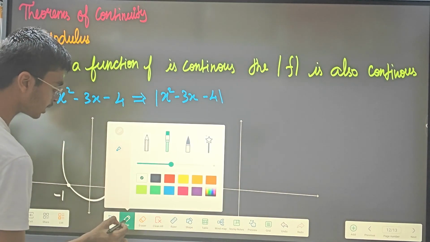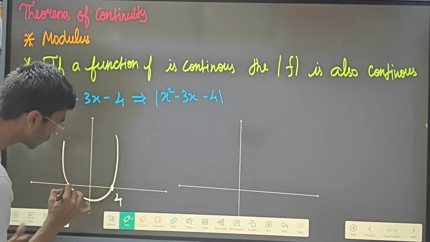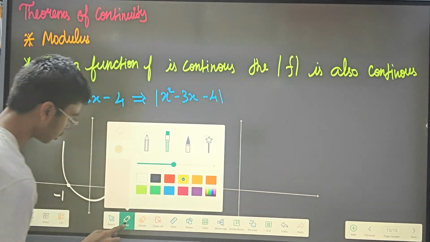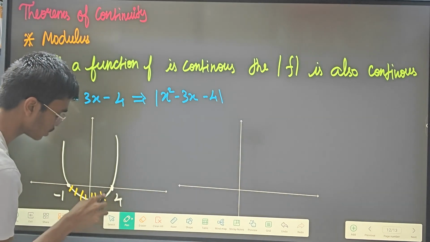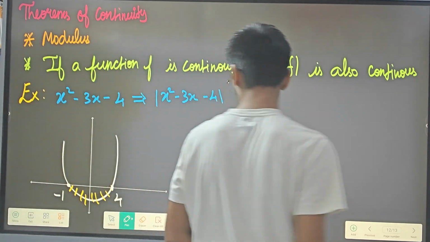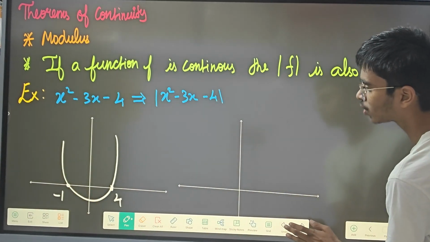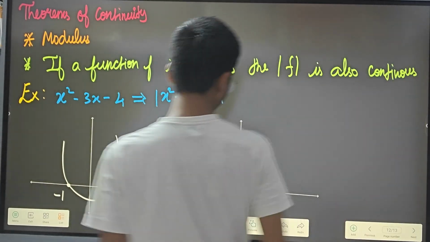the graph will automatically turn like this. See, this part is the negative part, right? That part alone will be shifted towards the positive region. That means this will be like this.